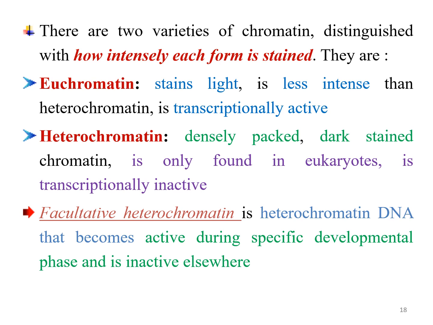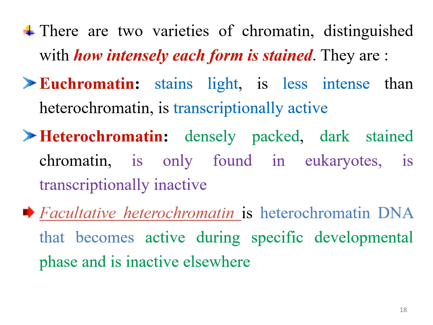There are two varieties of chromatin, distinguished by how intensely each form is stained. They are euchromatin and heterochromatin. Eu means true; euchromatin is stained lighter, less intense than heterochromatin, and is transcriptionally active. Heterochromatin is densely packed, dark stained, found only in eukaryotes, and is transcriptionally inactive. So euchromatin is transcriptionally active and less intense, and heterochromatin is transcriptionally inactive and dark stained.